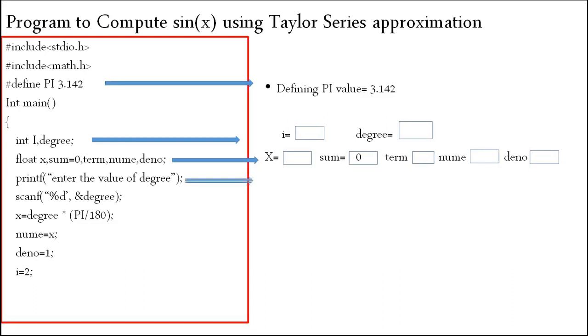After that, I'm going to use one printf statement. The speciality of the printf statement is that whatever message is there in the double quotes, the same message will be displayed on your output screen. That is, enter the value of degree. After displaying this message, the user will start entering the value with respect to degree. So I'm using one more function, that is scanf, which reads the input from the standard input device, that is your keyboard.